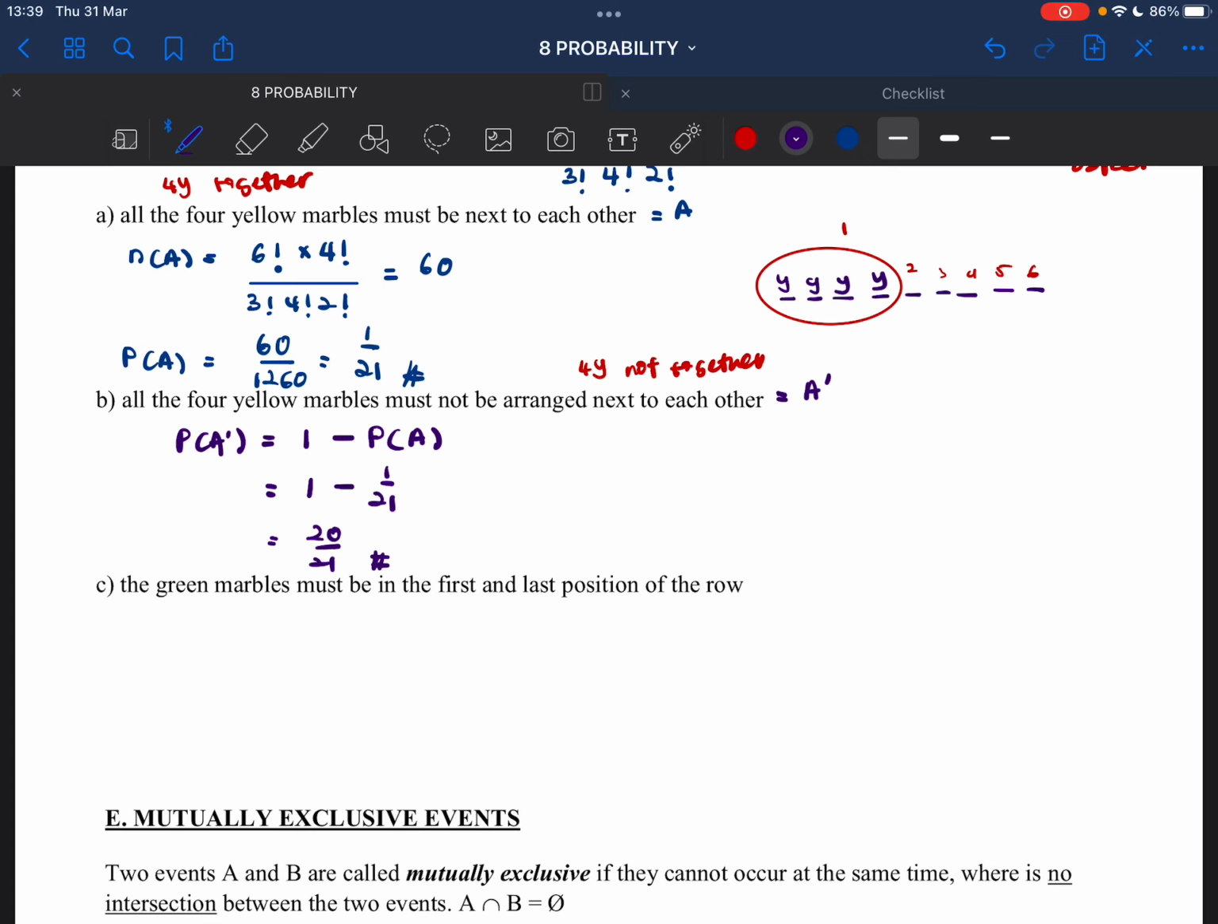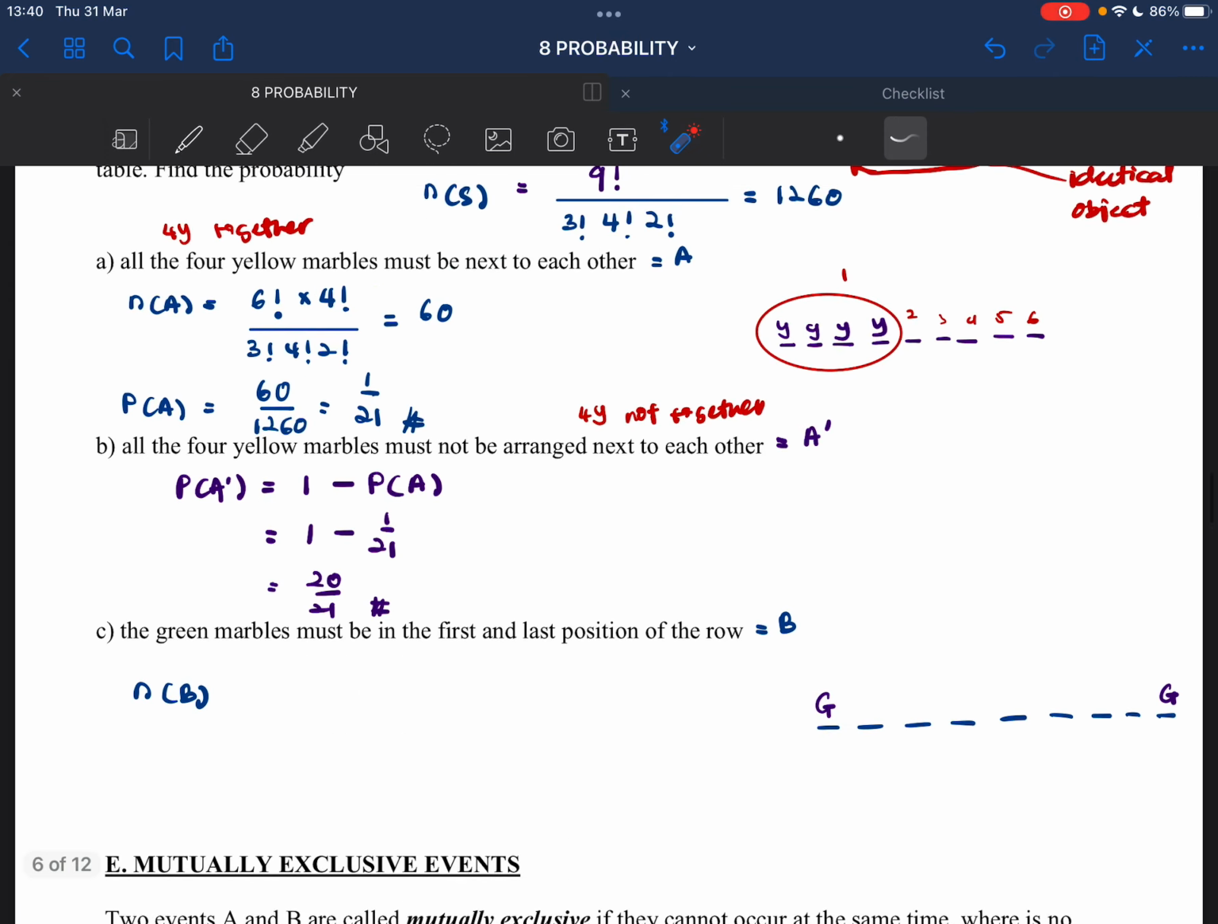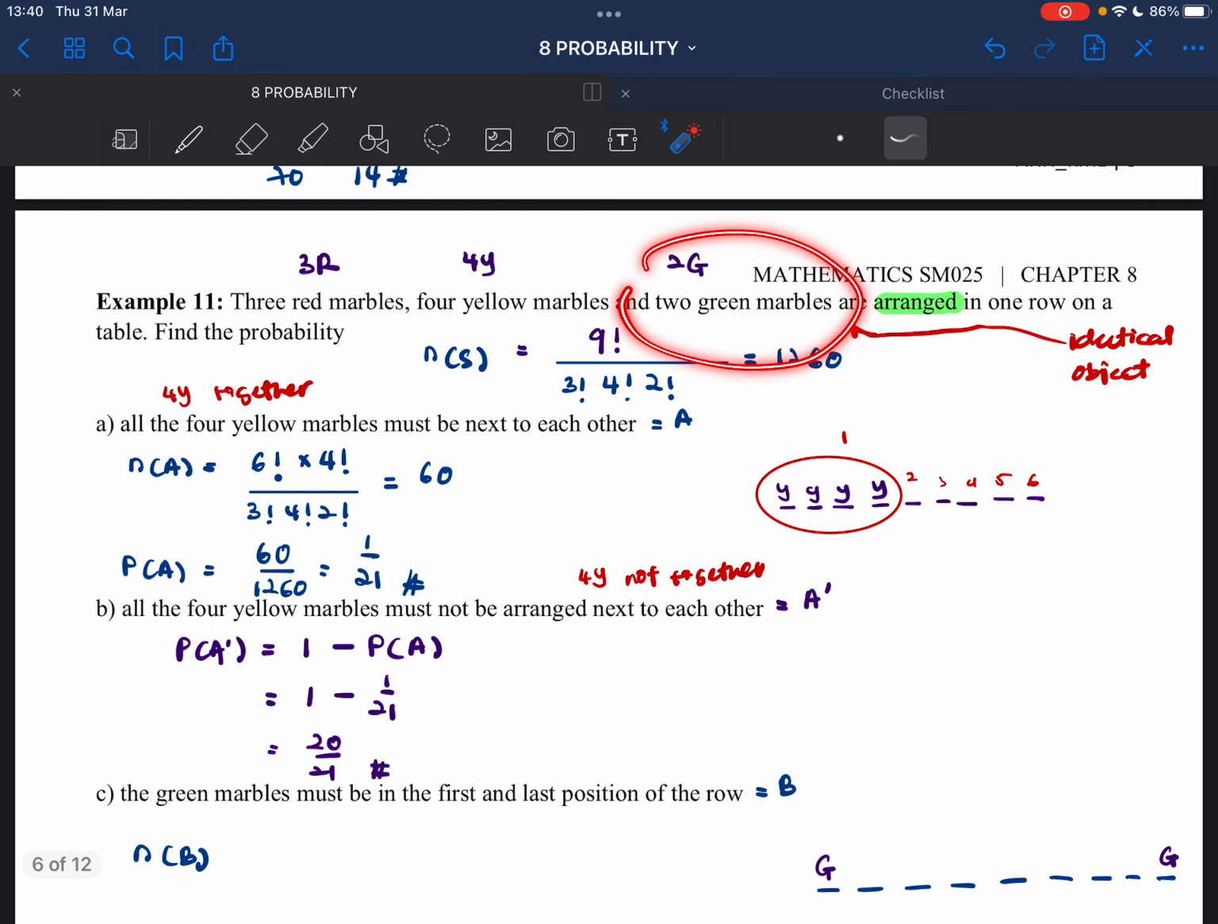Okay, last one. The green marbles must be in the first and last position of the row. Let's put that as event B. We have 9 marbles, so the first and last must be green. Now, how are we going to do this? We want to find the number of arrangements with green marbles in the first and last position of the row. For this one, the green is particular, so that is 1P1. How many green do you have? We have only 2 greens.